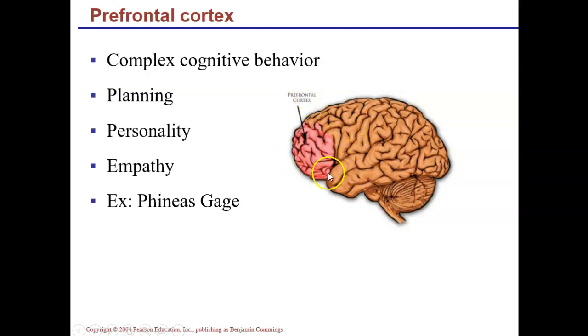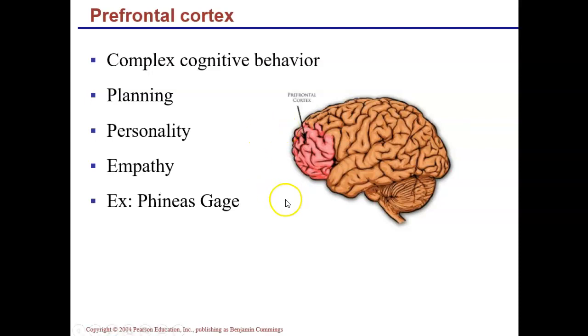Because this part of your brain takes so long to develop, it is common to see teenagers or younger adults make risky decisions, or make decisions without thinking about consequences. The reason for that is that this part of the brain is not fully developed. So in teenagers, this is still growing.